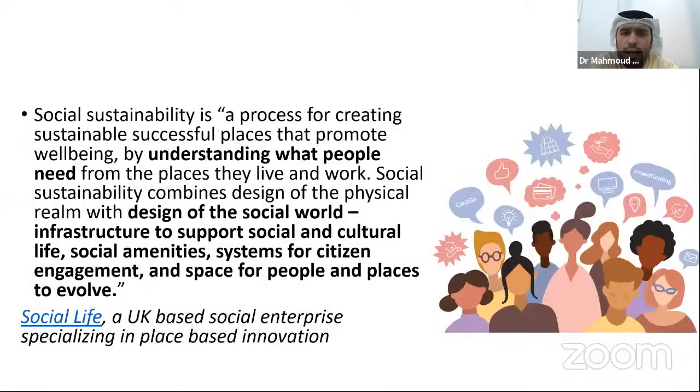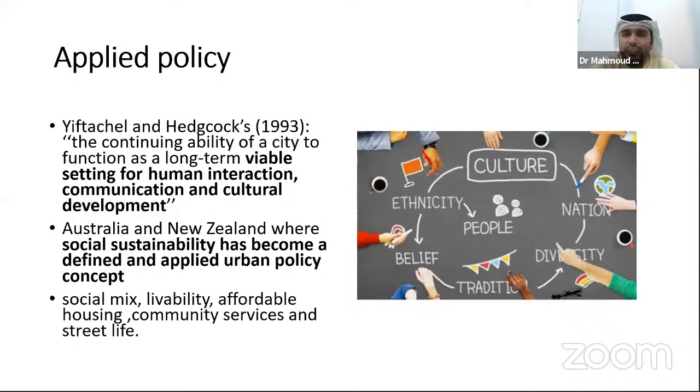Another definition is about understanding what it is that people need. And this is key. If you want to build a system, this system should be people-friendly. The system should work for people. So it's about designing the social infrastructure in a way that supports social and cultural life, social amenities, systems for citizen engagement, and space for people and places to evolve. So this is another definition, but how to put it into application and practice is something really important: how to apply it.